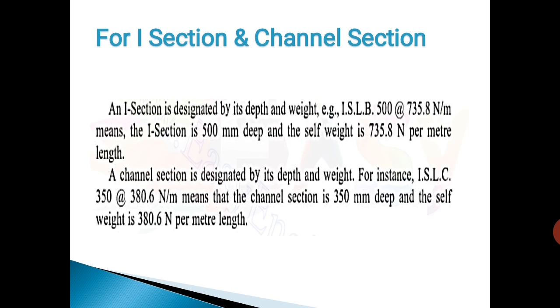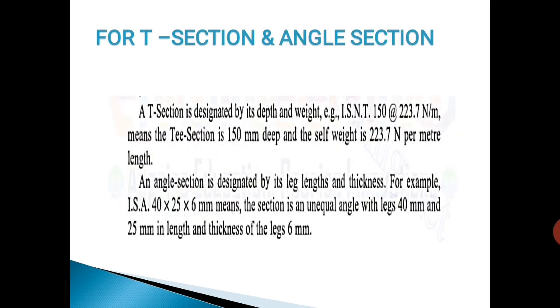Second, a channel section is also designated by its depth and weight. For instance, ISLC, the channel section, 350 at the rate of 380.6 Newton per meter. It means that the channel section is 350 mm deep and the self weight is 380.6 Newton per meter length.